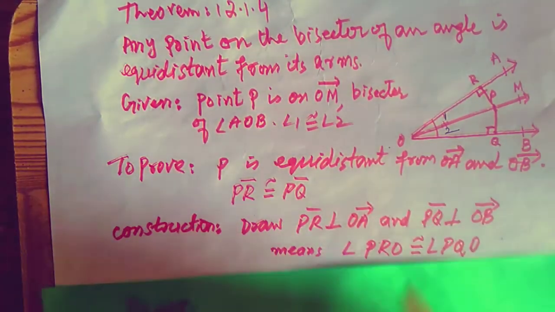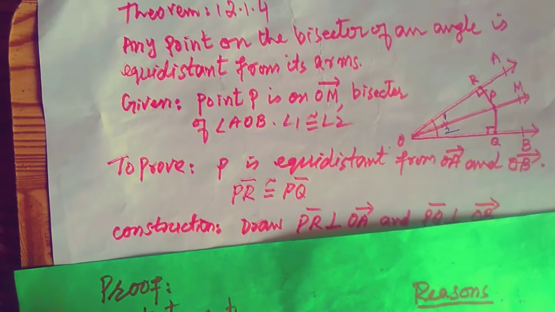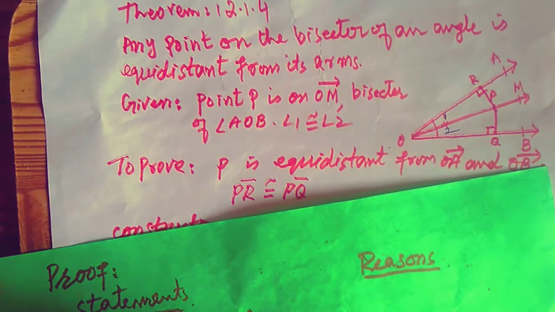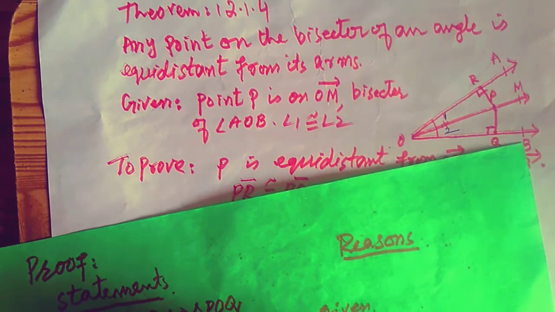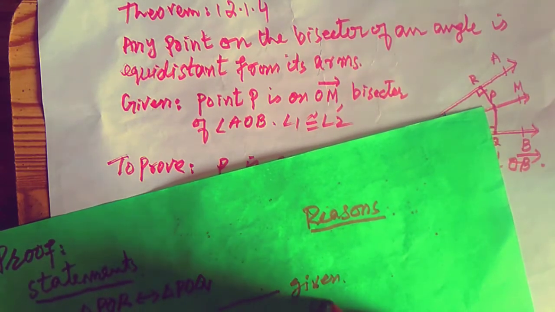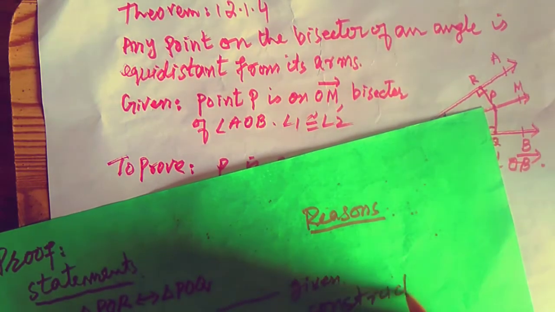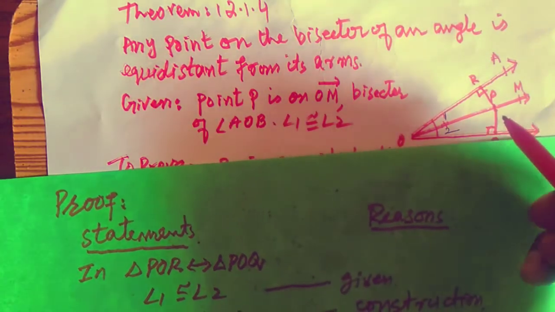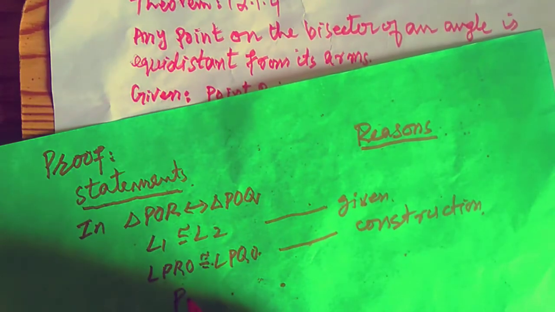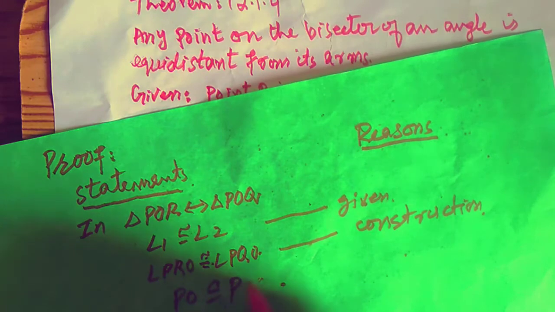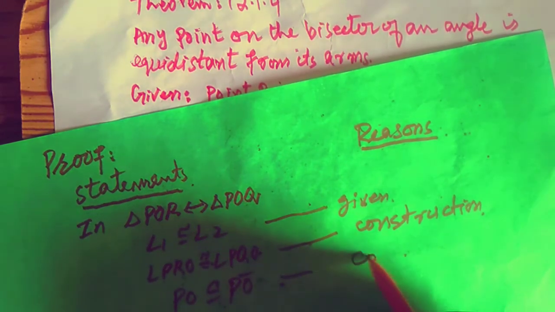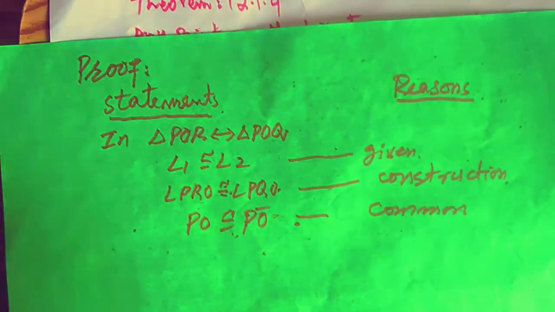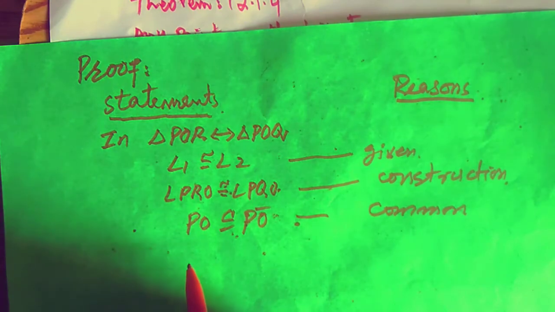Angle PRO congruent to angle PQO is called construction. This side PO is common in both the triangles, so PO congruent PO in both the triangles, which is common. These 3 pairs of components make the 2 triangles congruent.